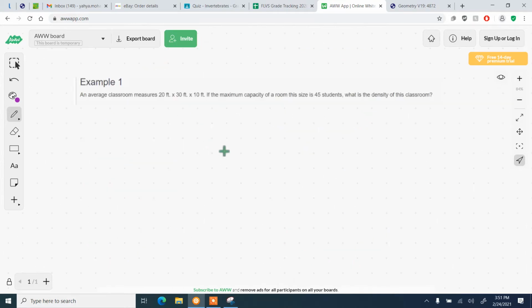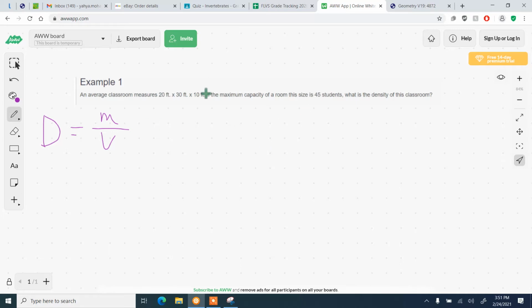All right, let's take a look at this problem over here. Before, we talked about density: density equals mass divided by volume, right? The amount of stuff, and this is the amount of space. So it says an average classroom measures 20 feet by 30 feet by 10 feet. If the maximum capacity of a room this size is 45 students, what is the density of this classroom?